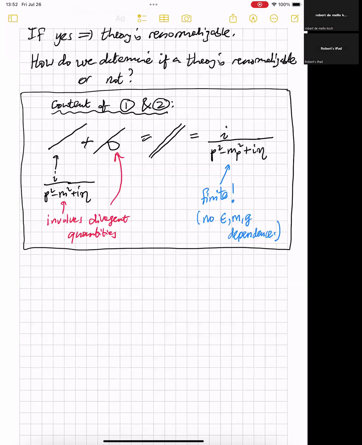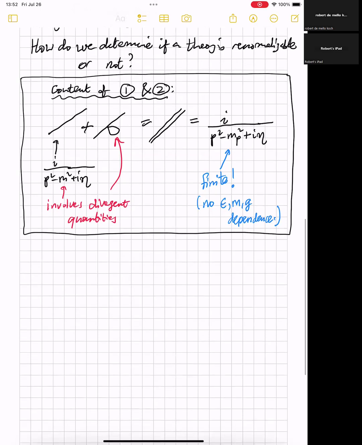Okay, so we've written down the content of renormalization conditions 1 and 2. And maybe one thing that I'd just like to stress is that you can see on the right-hand side of this equation, we've got i over p squared minus m squared plus i eta. That's completely finite. In particular, there's no dependence on epsilon, m, or g. Whereas on the left-hand side, we've got dependencies on the parameter m that appears in the Lagrangian. Well, that's certainly divergent. And then we've also got the loop integral there, which is divergent.